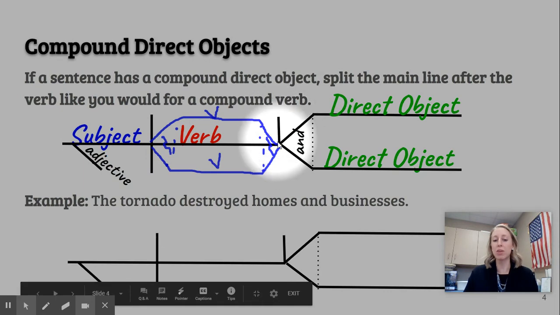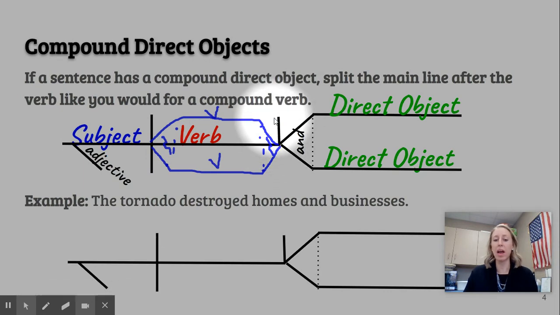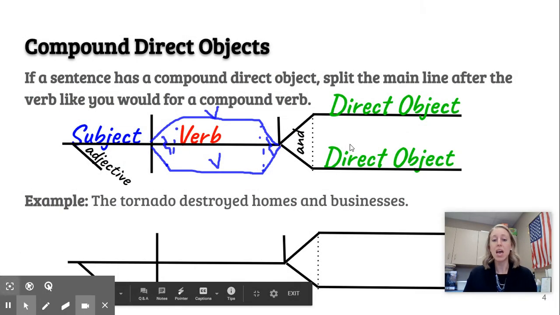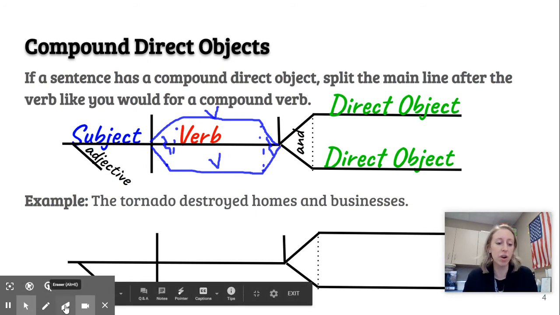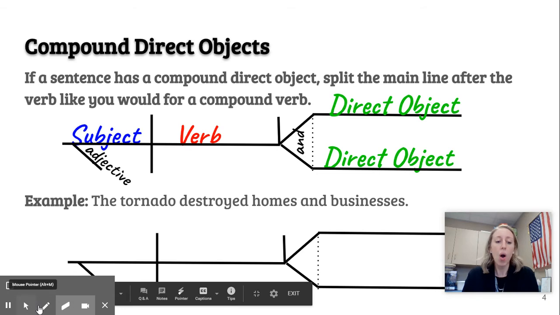Even when you have compounds, you have to always remember that vertical line, because that's what indicates that you have a complement. It separates your complement from your verb. So it's very, very important that you remember that. Okay, so let's just take a look at this sample sentence.